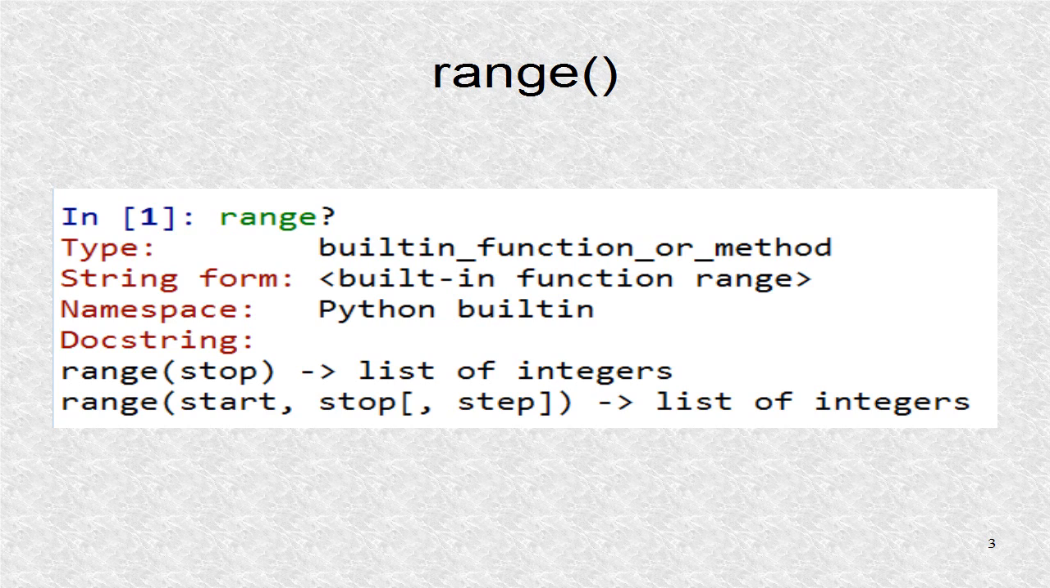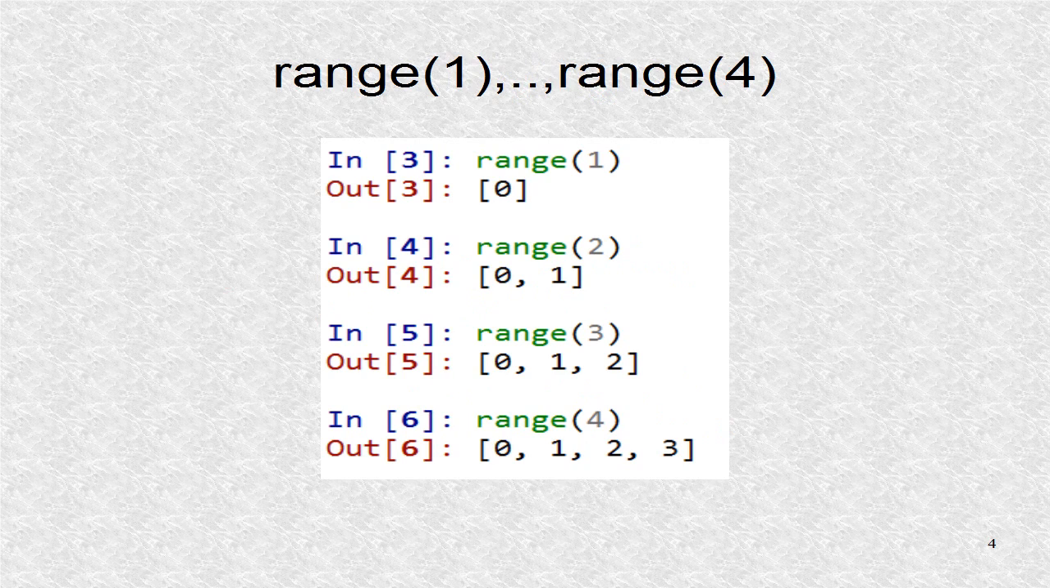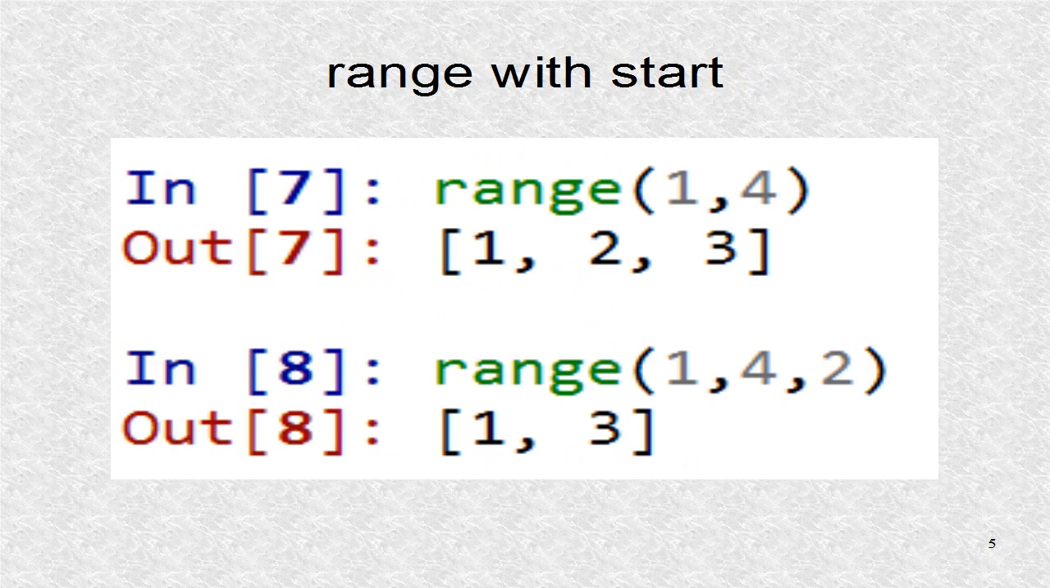If we were to use Python 3, we will have to apply the list function to the value returned by the range function to have the same functionality. 4. We can see what kinds of values are returned by range 1, range 2, range 3, and range 4. Thus, we can see that range 4 returns four integers from 0 to 3.